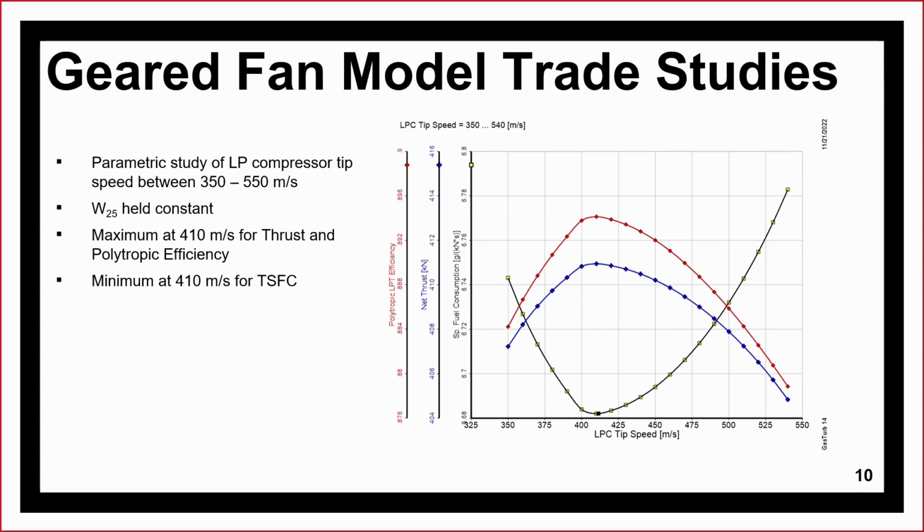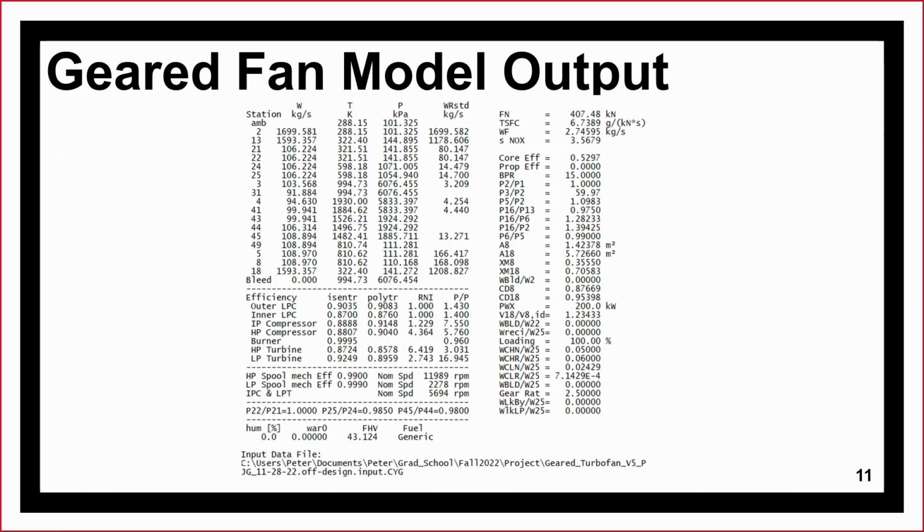And then the last trade study we did here was on LP compressor tip speed. We varied that between 350 to 550 meters per second, again holding core flow constant. At 410 meters per second on the tip speed, we get the best performance, the highest thrust, the best LP turbine efficiency, and the lowest specific fuel consumption. With the trade studies complete, a fully optimized geared turbofan model was created and run in GasTurb. This model incorporates many of the insights revealed by the trade studies, including a bypass ratio of 15, turbine inlet temperature of 1930, a pressure ratio of 60, and 7 LP turbine stages.